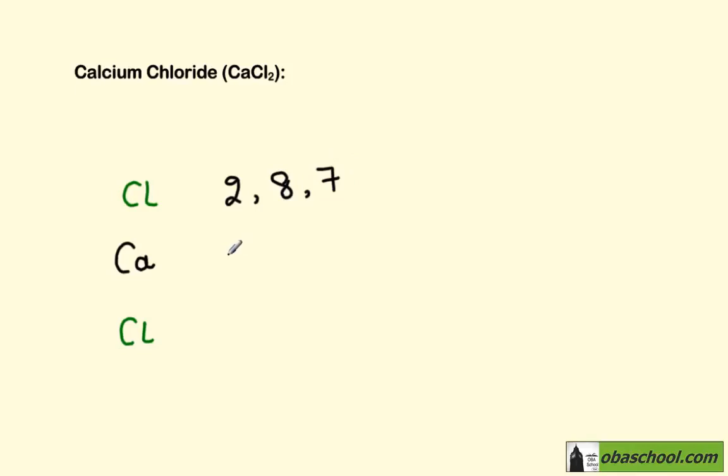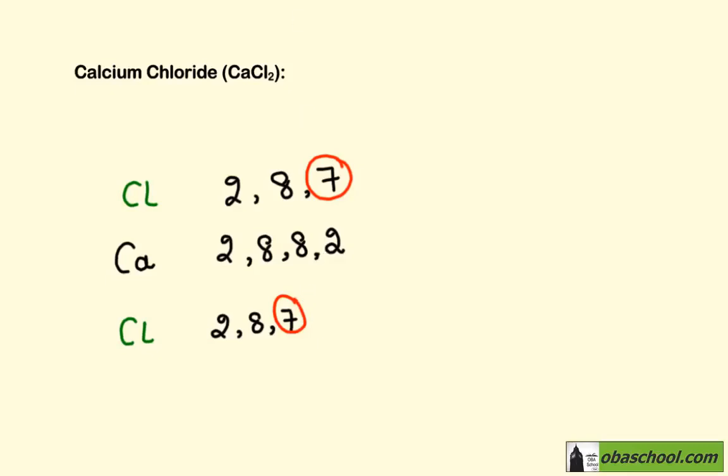Calcium has 20 electrons and they are arranged as follows: 2 electrons in the first shell, 8 in the second, 8 in the third, and 2 electrons in the outermost shell. The second Cl is the same as the first. It has 7 valence electrons. So 7 electrons in the outermost shell for each chlorine atom.